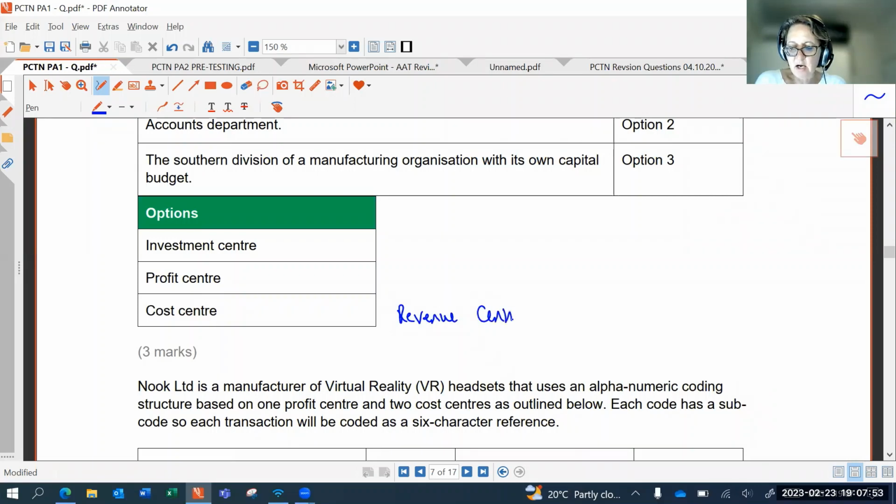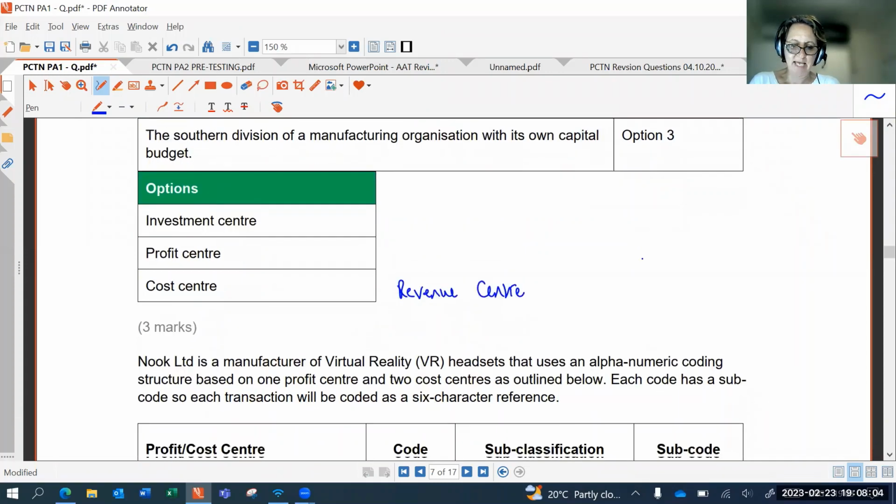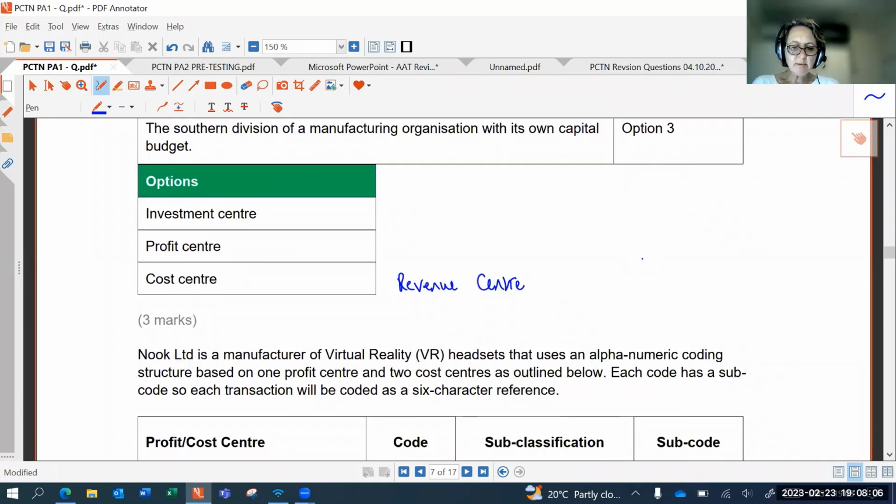So let's just start by reminding ourselves what each of these phrases means. When we've done that, we can go to the question and try to link them as was asked. So I'm going to start with cost centre. And I'm going to remind you that a cost centre is really a collecting place for costs. So it's a part of our business that we want to collect costs for. It's part of the business that we want to monitor the cost of.